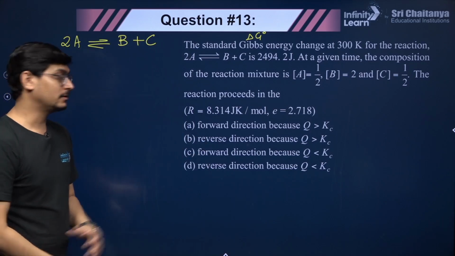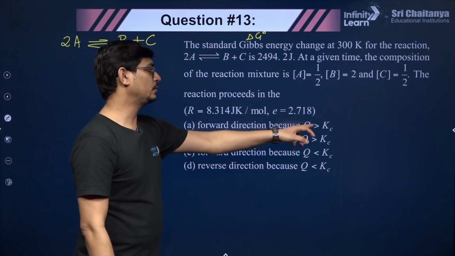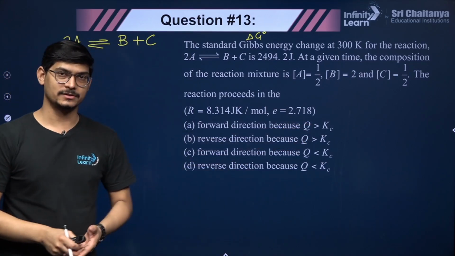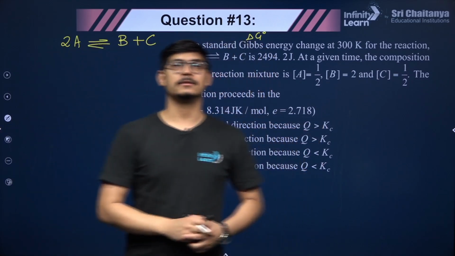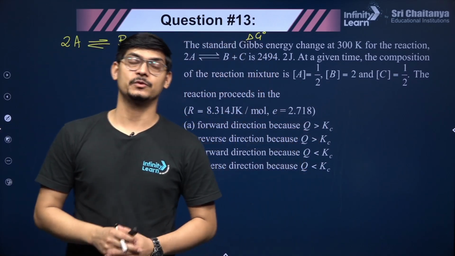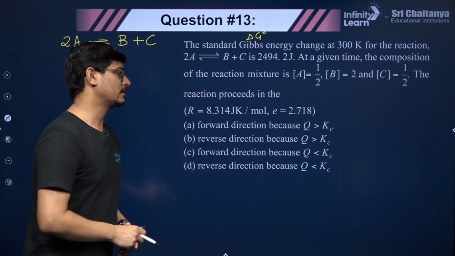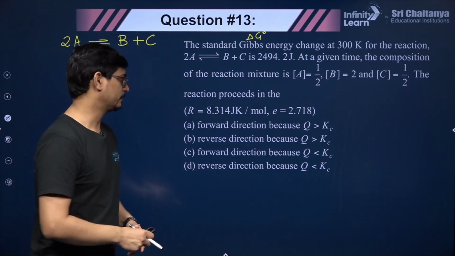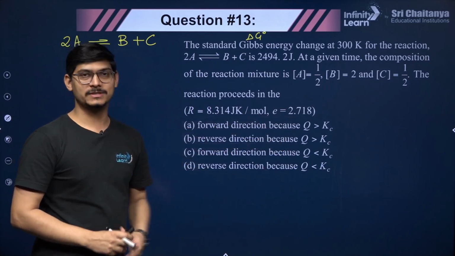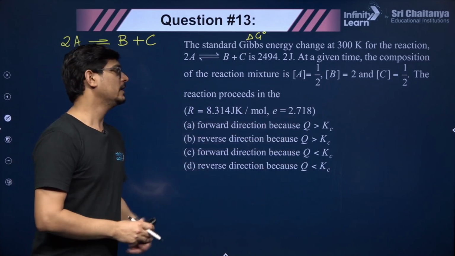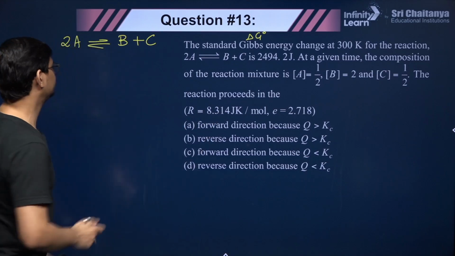So we know that if Qc is equal to Kc, reaction is already at equilibrium. If Qc is less than Kc, then reaction will occur in the forward direction. If Qc is greater than Kc, reaction will occur in the backward direction, right, reverse direction. But for that, we should know both Qc and Kc, none of which is given. Qc we can calculate directly.